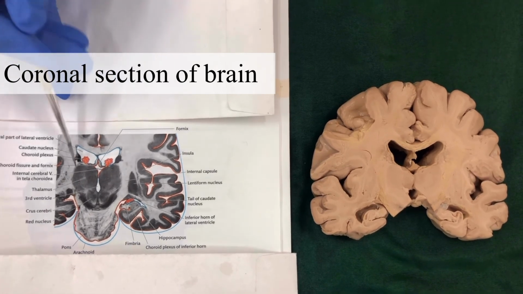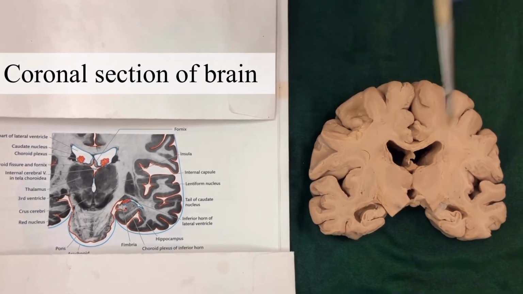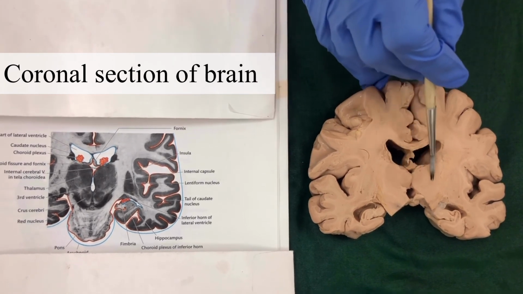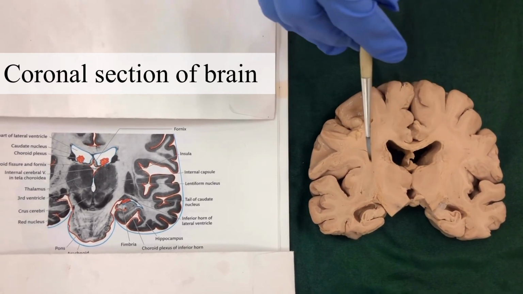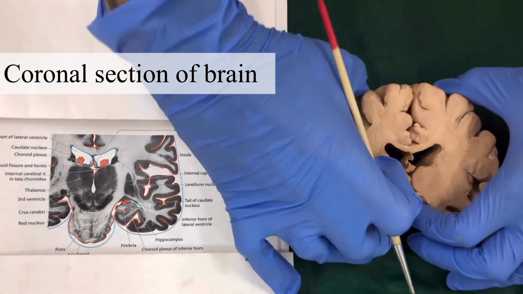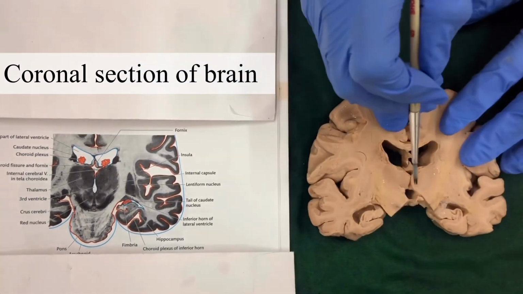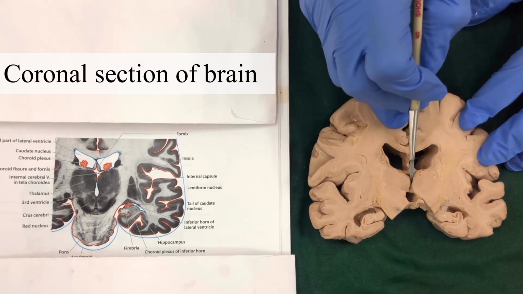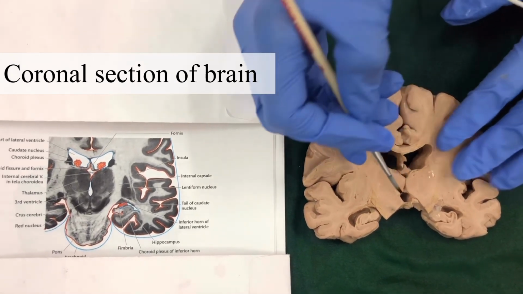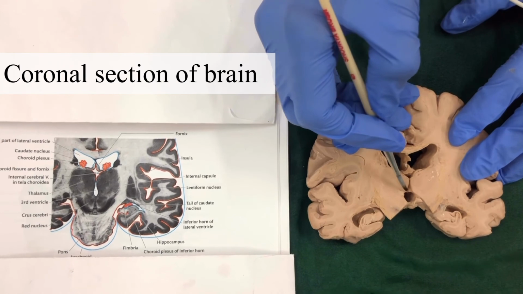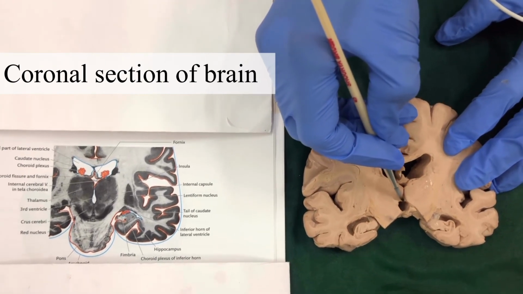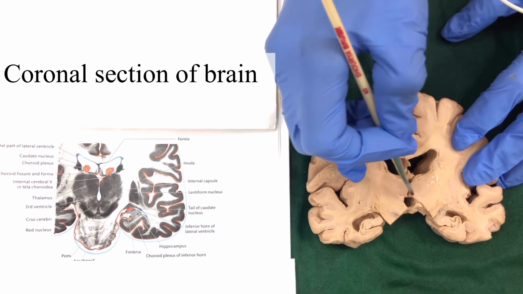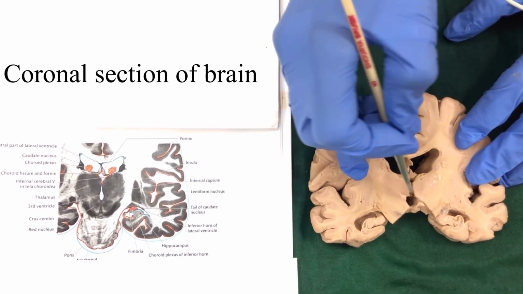We can correlate this in this specimen, where you are able to see the thalamus of both the sides, and this is your midline slit like third ventricle. In this section we are also able to see the interthalamic adhesion, which is a connection between the two thalami.